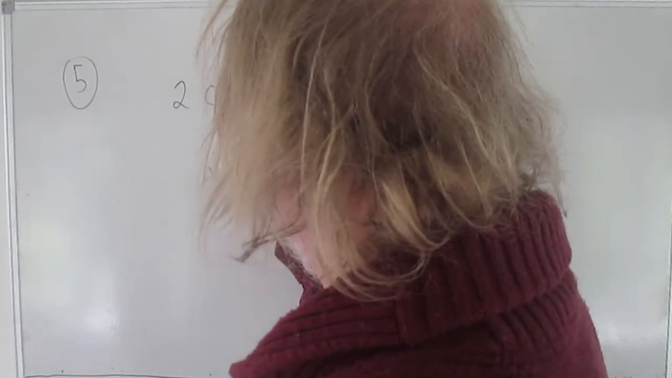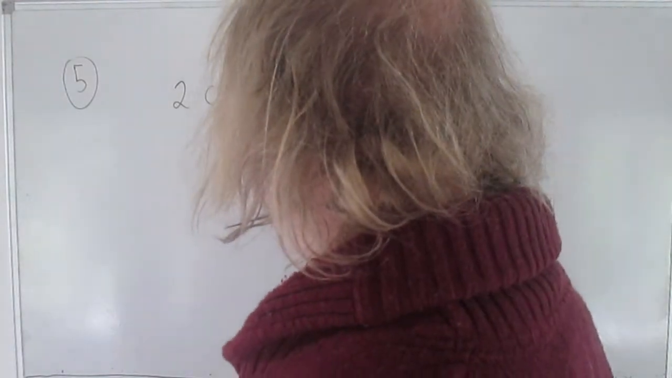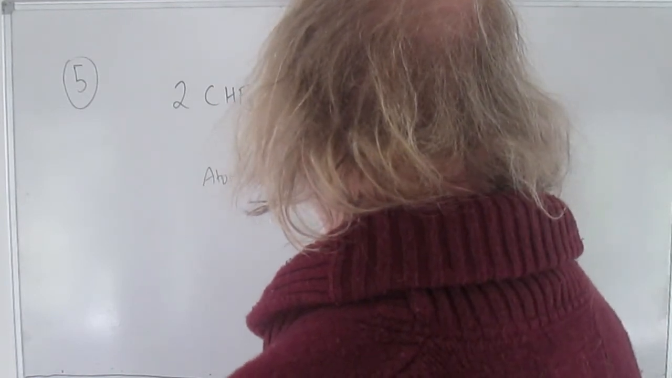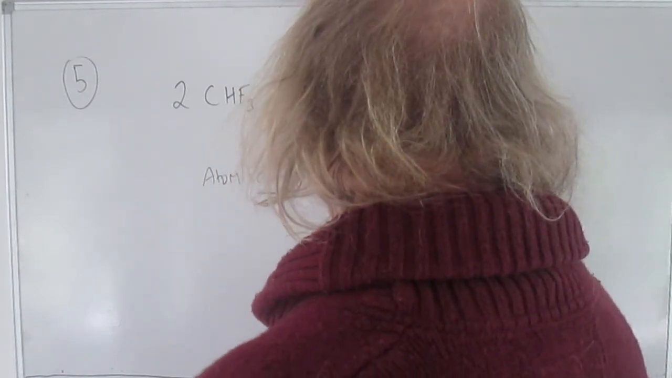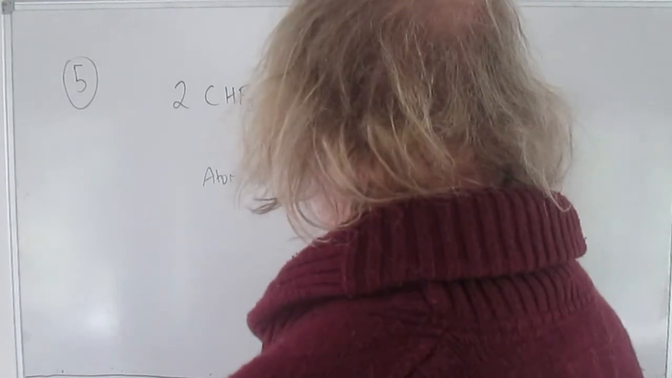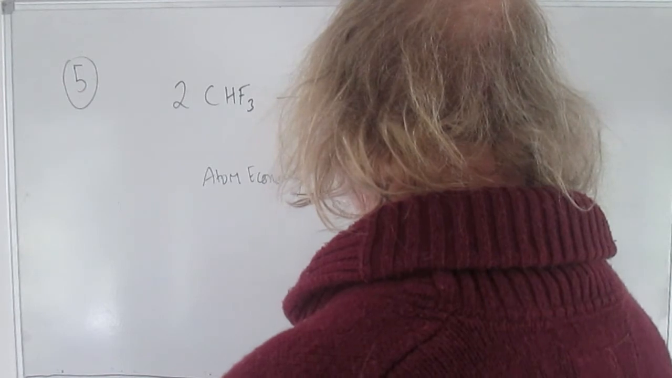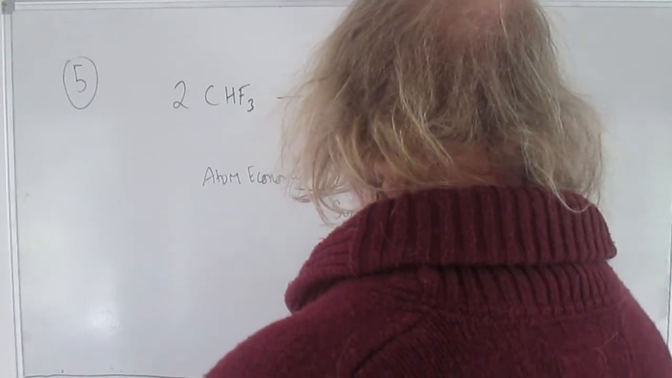Atom economy is the MR of the useful products divided by the sum of the MR of all products, times 100.